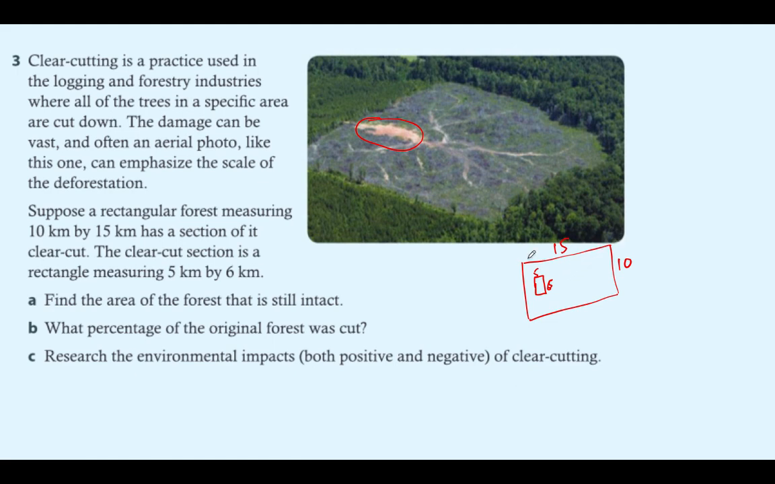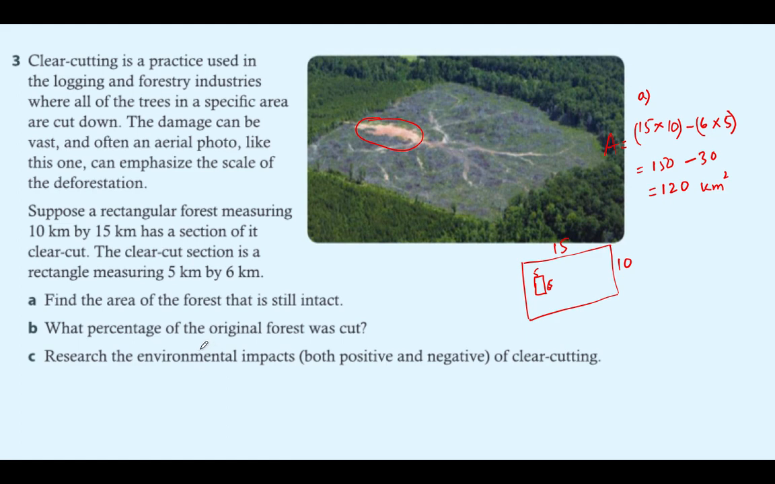Still intact means, first of all, the area of the forest before the clear cut would be 15 times 10, and the area that is cut is 6 times 5. So this is 150 minus 30, 120 kilometers squared. So this is the area that is still intact, meaning the area that is left.